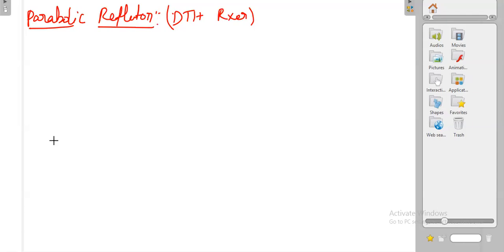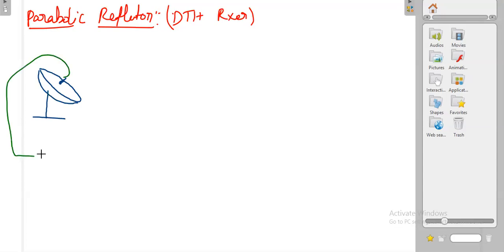Again, say this is the parabolic reflector. It has a shape like this, and you might have seen there is one feed-like structure here. Okay, one feed will be here. What is the job of that feed? You might have seen that the feed is connected to a wire, which is taken to your set-top box receiver.